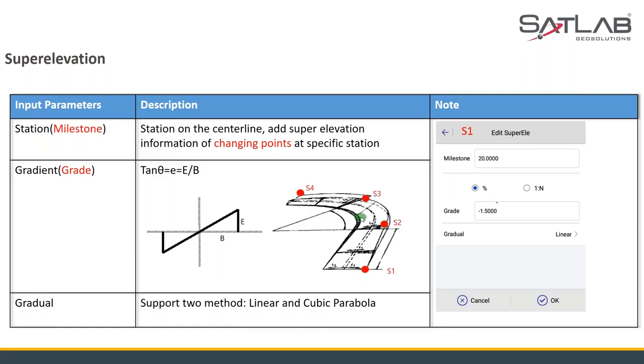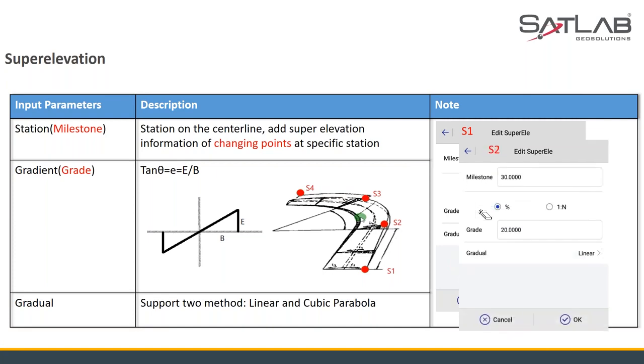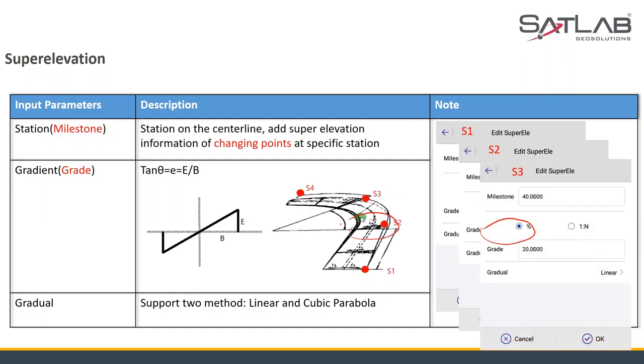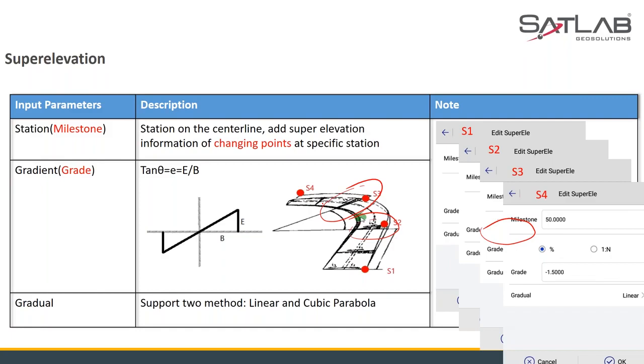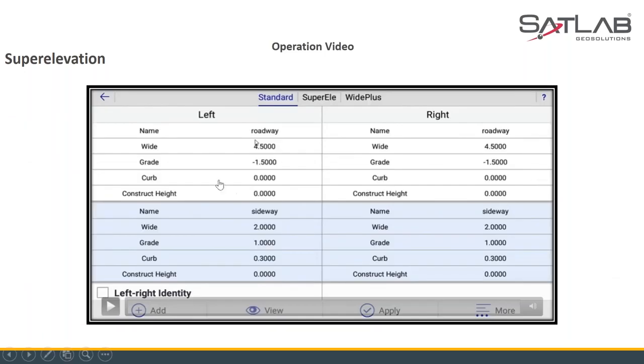Let's see how we can do the super elevation and how to input the parameters. First we have to give the milestone. Milestone is really important. Say for example, at milestone S1 the normal cross section gradient is 1.5. This is my normal gradient. Then in S2 my gradient will go up to 20. Simple, nice and easy. Then it will be the same in S3, that is my gradient will be 20, and in S4 it will be back to normal.